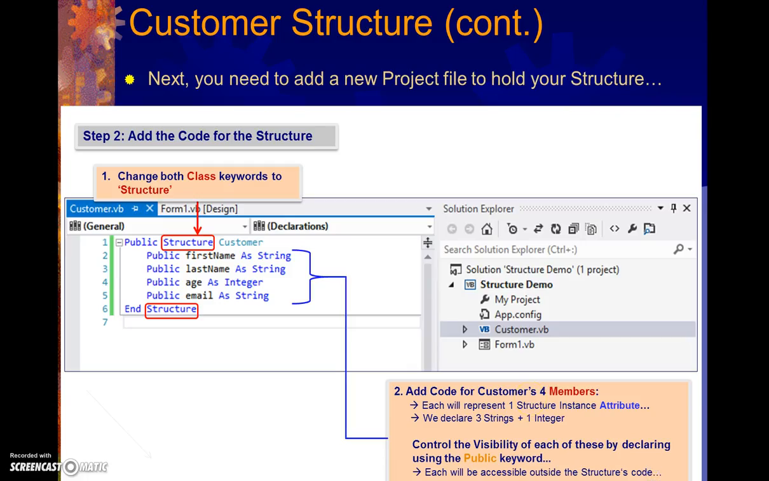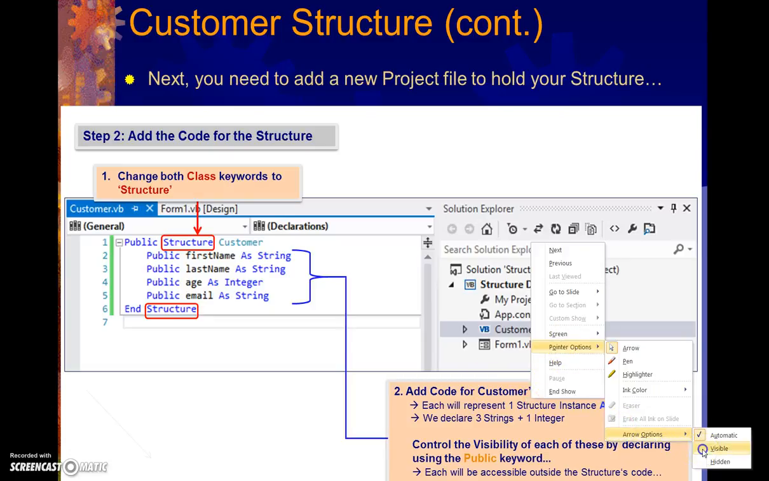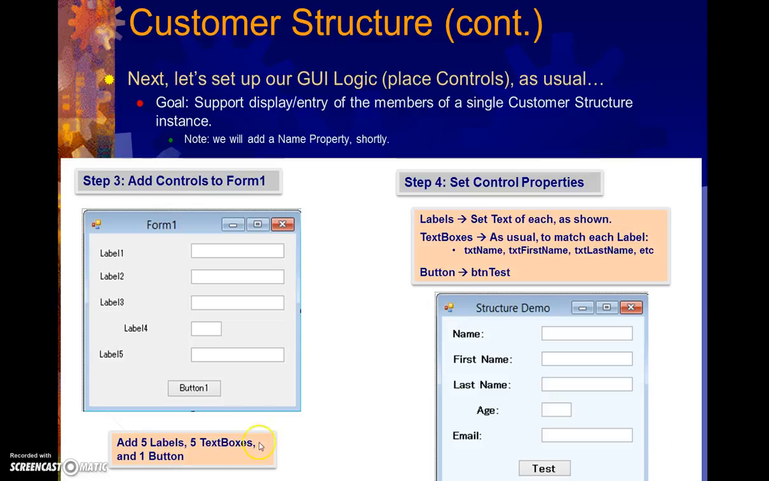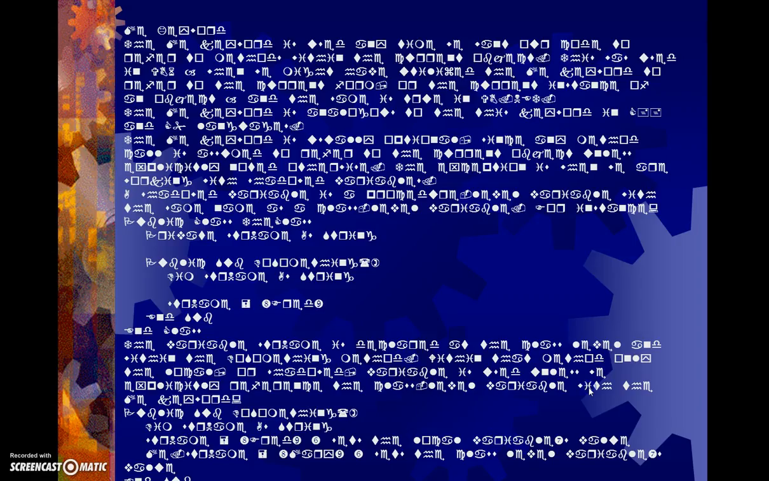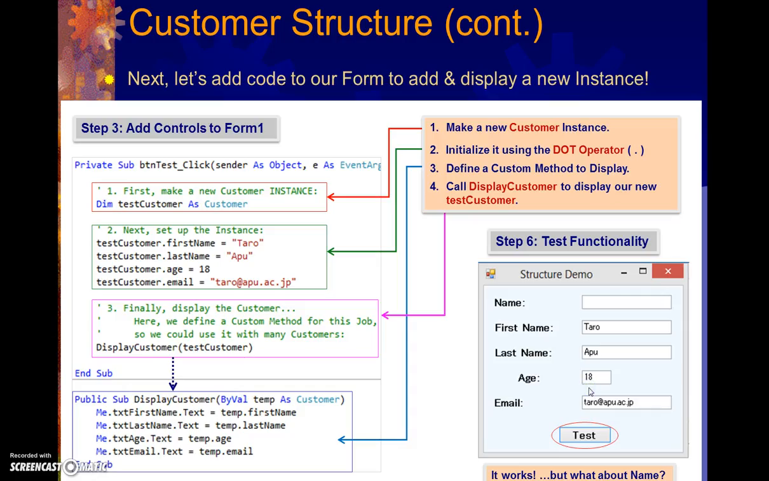Okay, so let's continue. So now you want to build this form and use the typical naming structure. Like this one will be txt name. This one will be txt first name. This one will be txt last name, and so on. So stop the program and build this. And don't forget, we'll have a button there in the bottom as well. Oops, that didn't work.